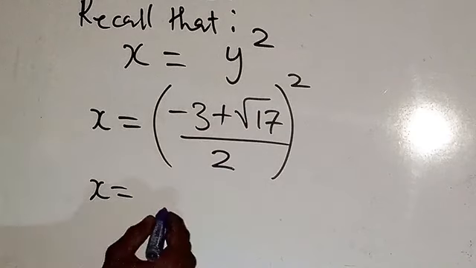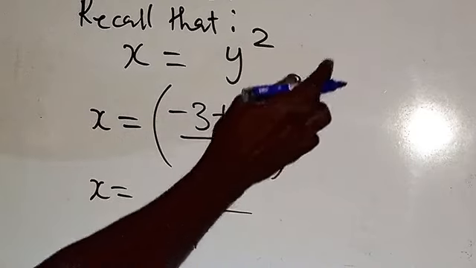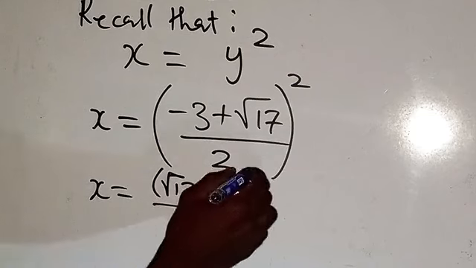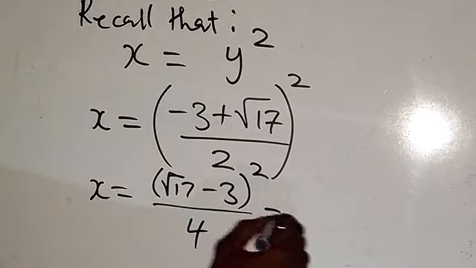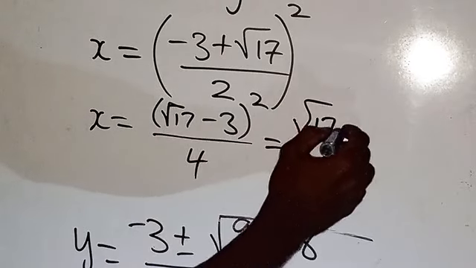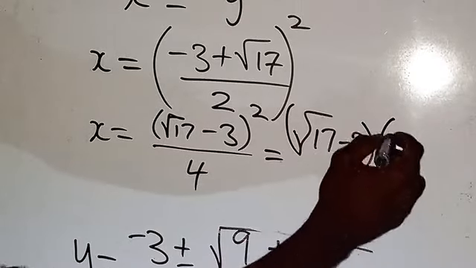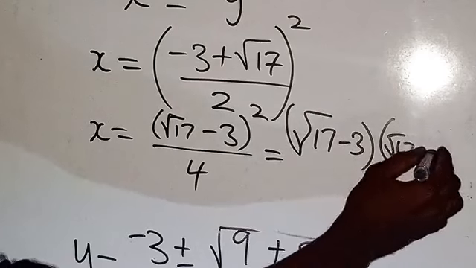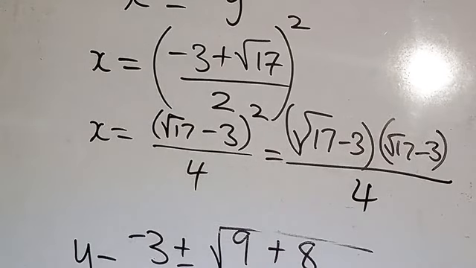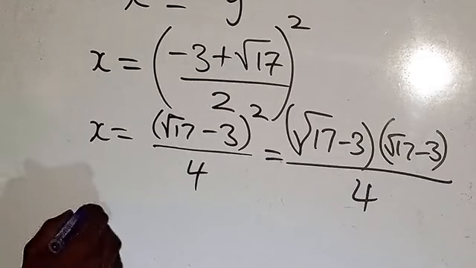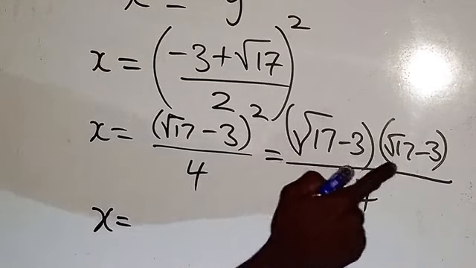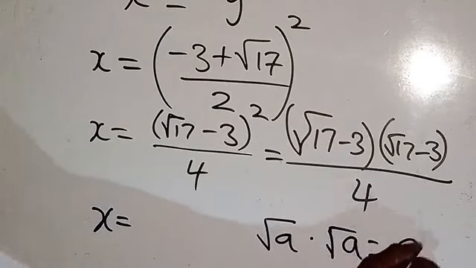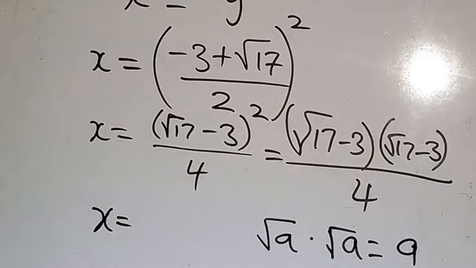So square this, we're going to have 4 in the denominator. Then also here we have root 17 minus 3. You can write it like that and put the square here. So this can be split as root 17 minus 3 times root 17 minus 3, all over 4. Now we're going to have x equals root 17 times root 17. Root a multiplied by root a is going to be a. So root 17 times root 17 is going to be 17.